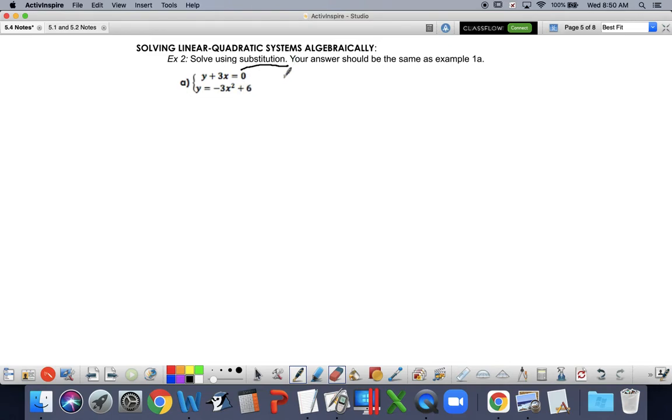You're going to solve for one of the variables in either equation. I highly recommend, right now I already see this right here is equal to y. So I'm going to substitute that into my very first equation. So I get negative 3x squared plus 6 plus 3x equals 0. Now I just need to start solving, right? So here's how we solve.